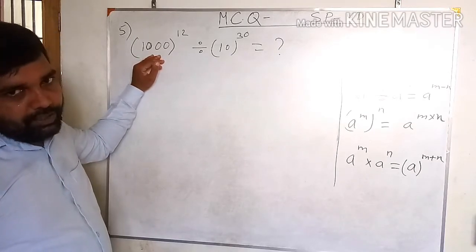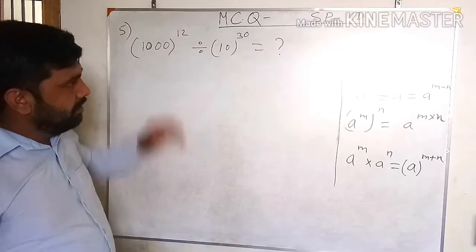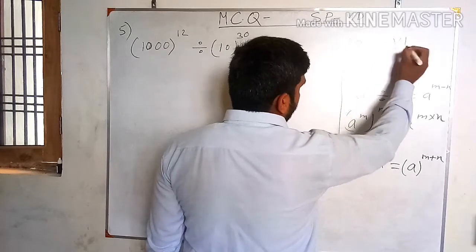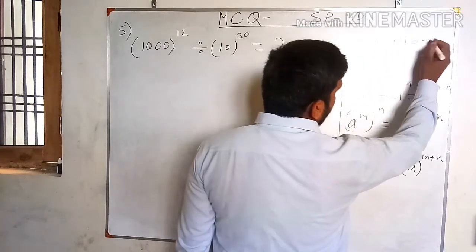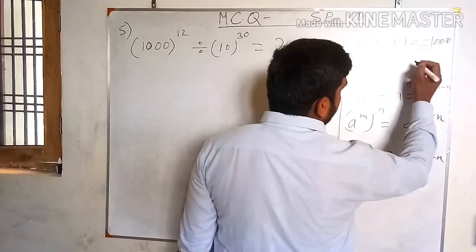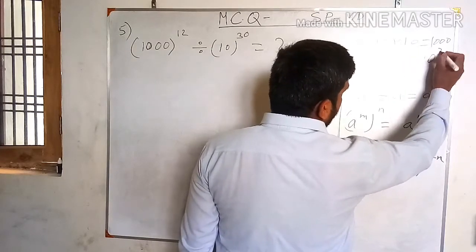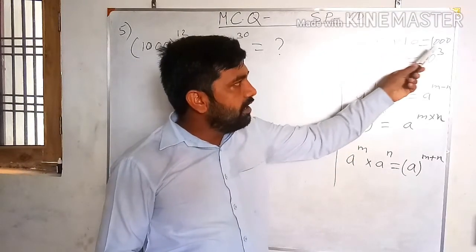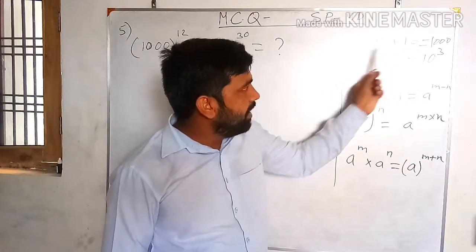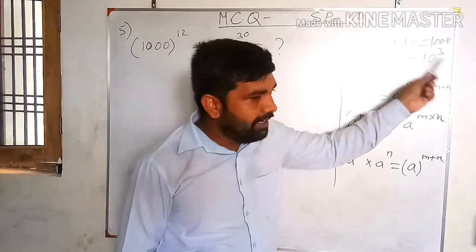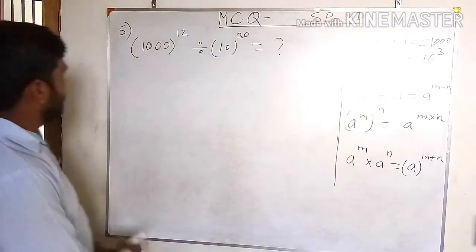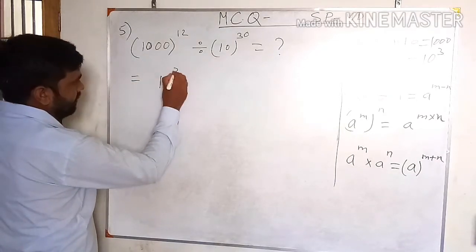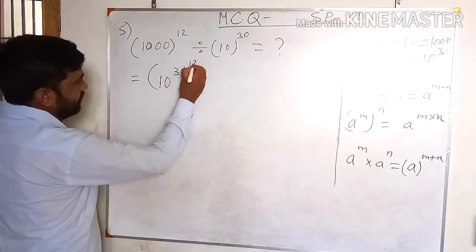In place of 1000 we can write 10 to the power 3. When you multiply 10 by itself 3 times, it gives you 1000. 10 times 10 is 100, and 100 times 10 is 1000. This means 10 is multiplied by itself 3 times, so you can write 10 to the power 3 in exponential form. So in place of 1000 we write (10 to the power 3) whole to the power 12.